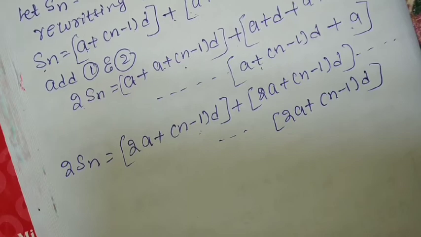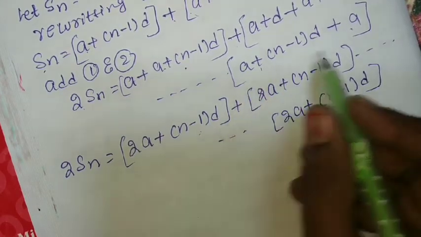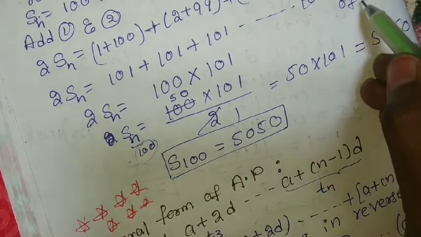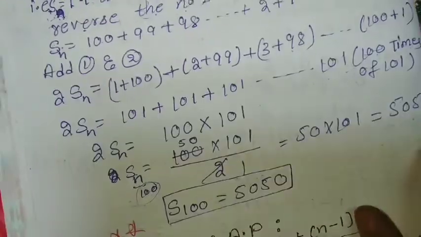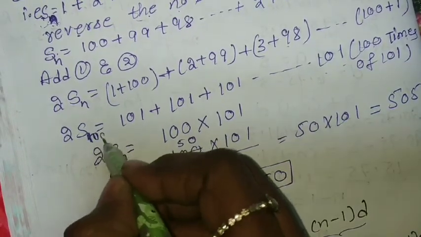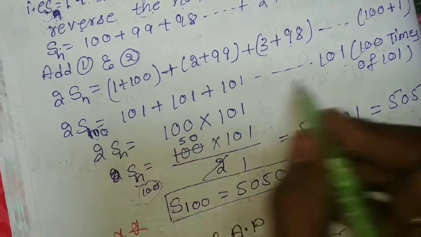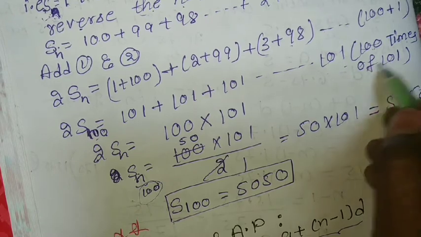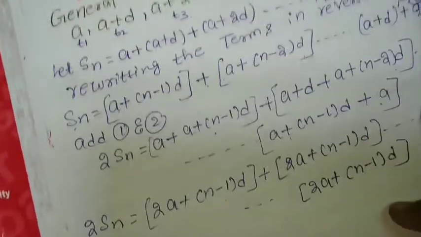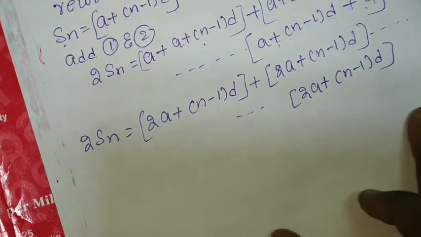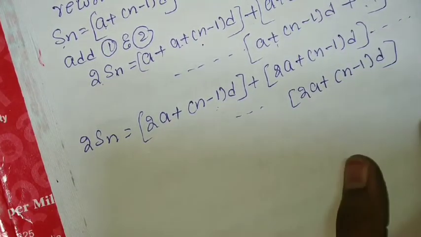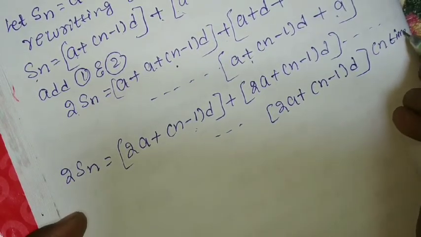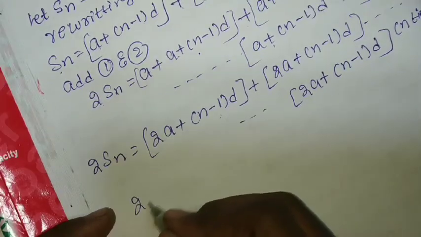And next, how many terms do we have? See here we have 100 terms. So I have written here 100 times of 101. Here a n is 100, no? Yes, 100 we need to find. So how many terms do we have? 100 terms. So I write here 100 times of 101. And what about here? We have n, so we have n times of 2a plus n minus 1 into d. How many times? n times.